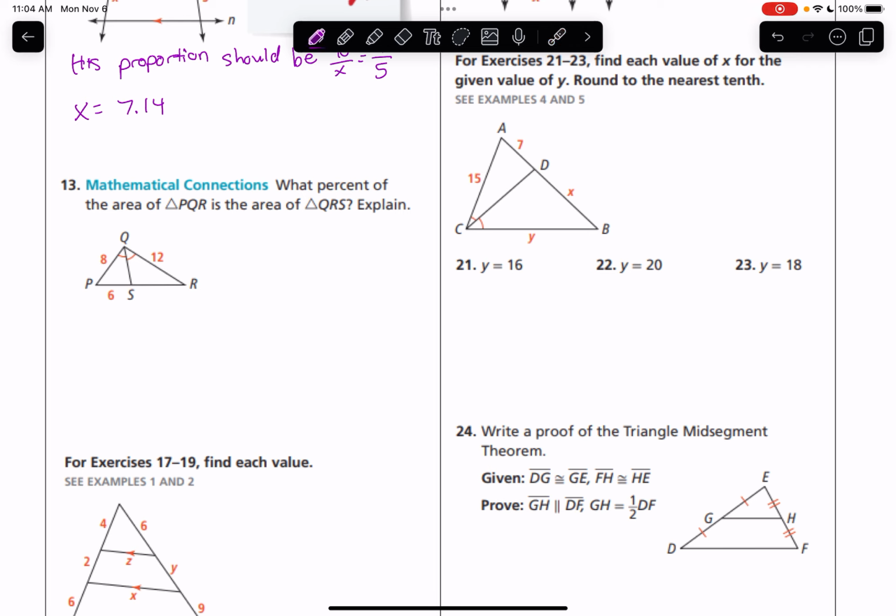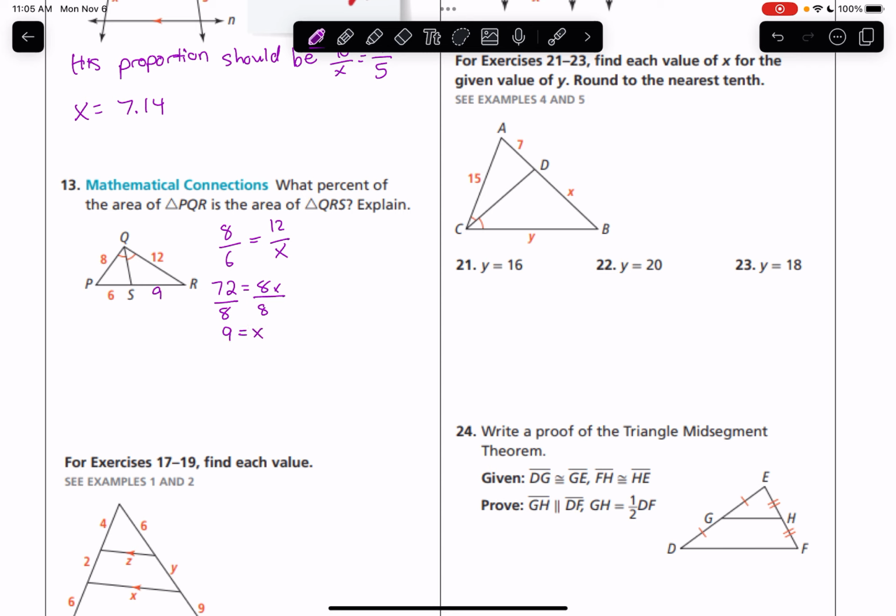So I can say 8/6 equals 12/x. That's going to tell me how long RS is. So when I solve that, I get 72 equals 8x. Divide both sides by 8. 9 equals x. So I know x is equal to 9.